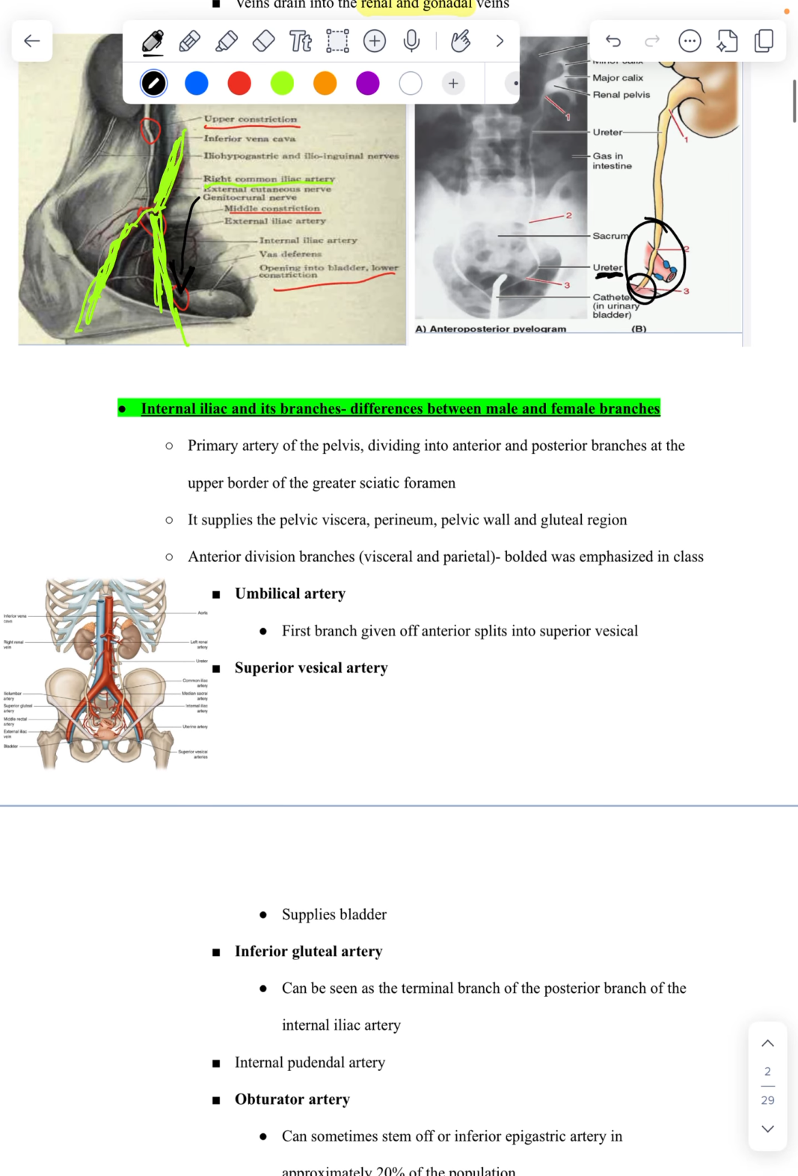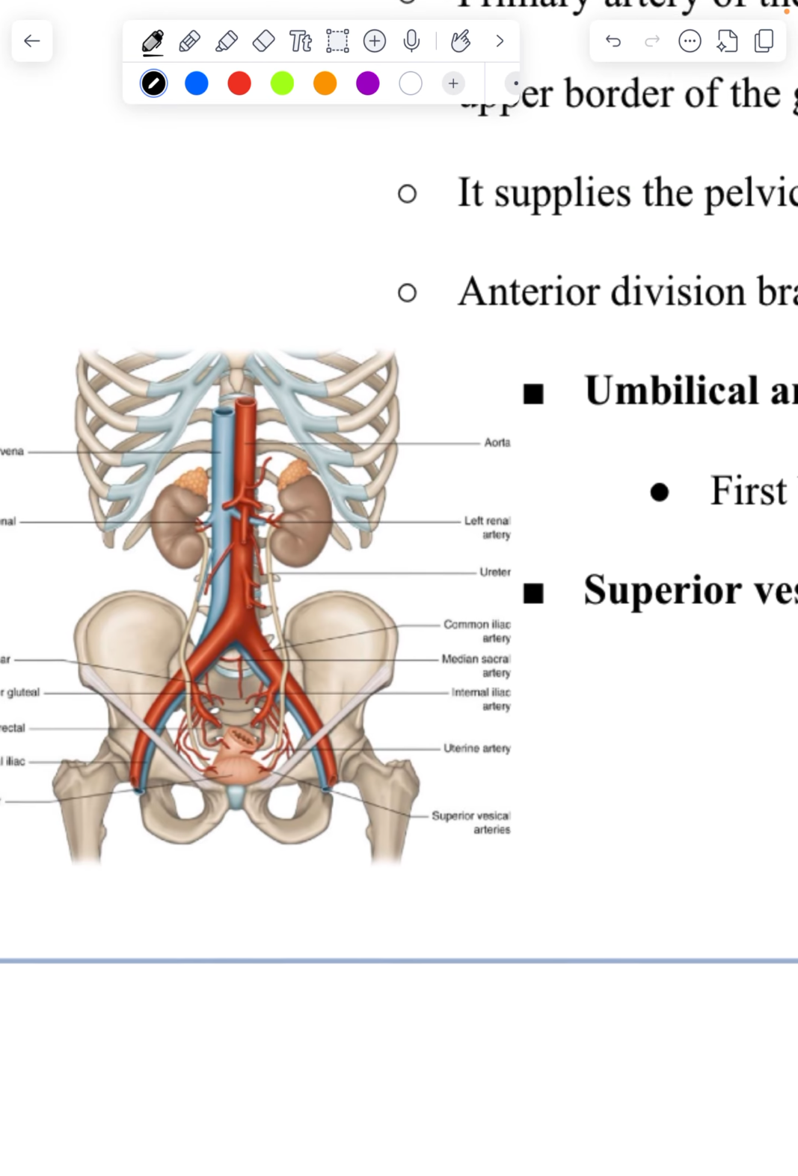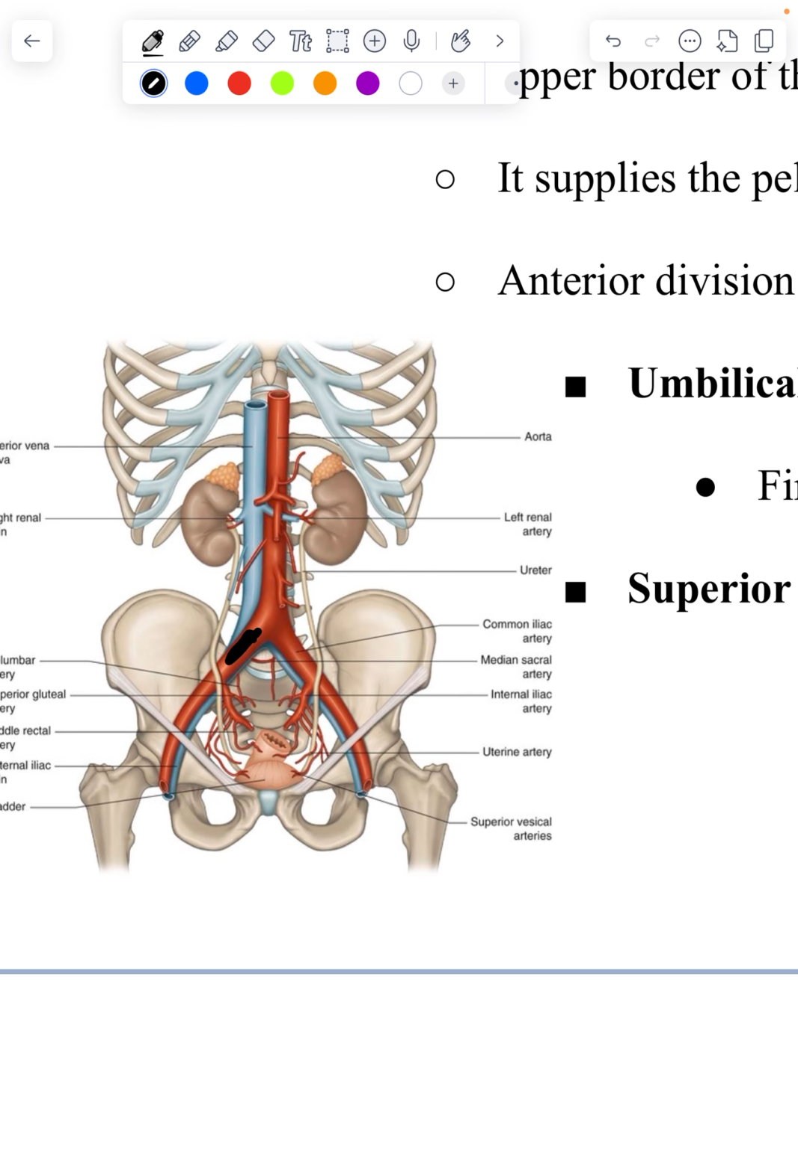Okay, next, internal iliac and its branches. So we just talked about how the internal iliac comes off of the common iliac, which came off of your abdominal aorta. Now, if I zoom this in right here, this is abdominal aorta, right common iliac, left common iliac, external iliac, internal iliac. Internal is going to do all of the pelvis stuff, like your genital stuff. External is going to go down to your leg.